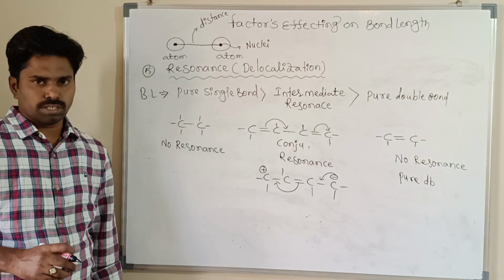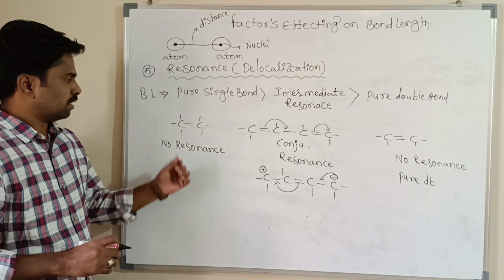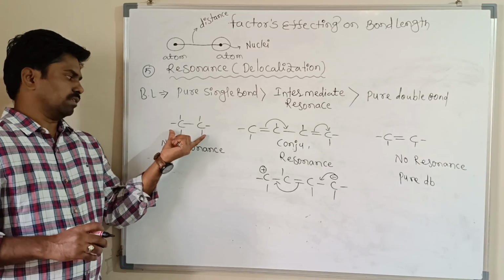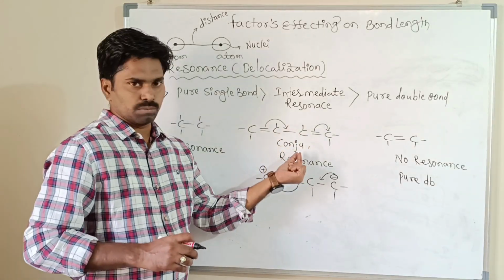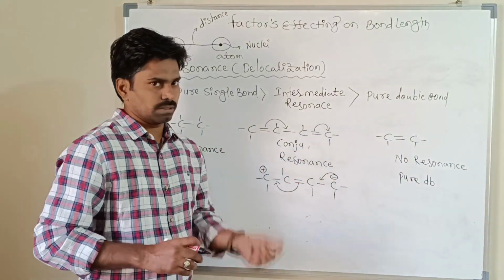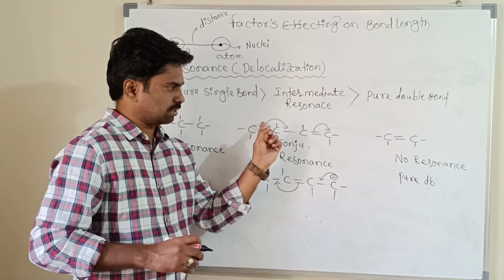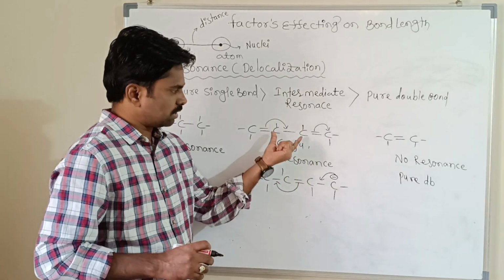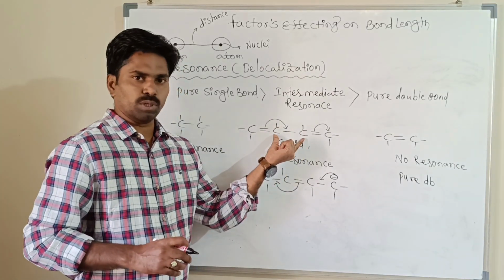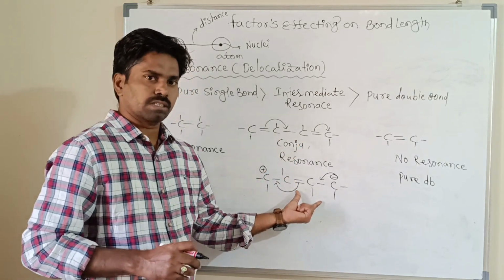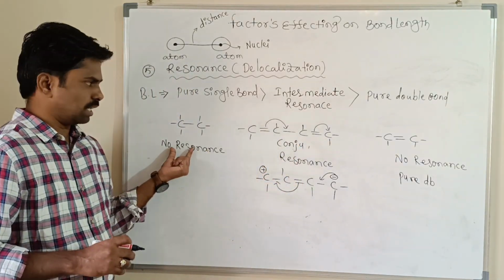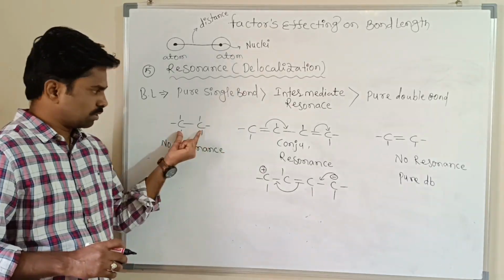So there is no resonance, there is no conjugation in that compound. That is the excess bond length. But here conjugation is possible because double, single, double is there. So there is a moving of electrons from this double bond to the single bond. In that case, this single bond gets a partial double bond. Okay, so that's why it is shorter than the pure single bond. This is a shorter bond than the pure single bond.